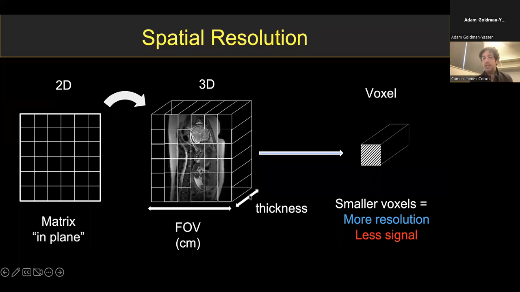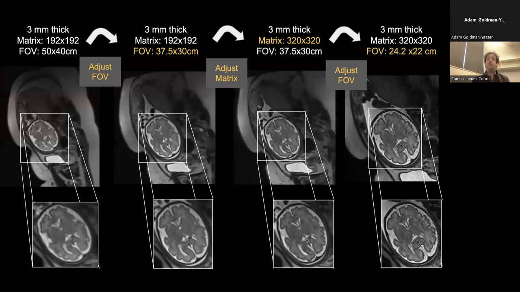And in reality, as I said, you're always imaging in 3D. So you're always imaging a voxel. So just remember that your in-plane resolution comes from the matrix and the field of view, and your through-plane resolution comes from your slice thickness. The smaller the voxel, the better your spatial resolution, but the lower your signal. So you have to strike a true balance. And that's one of the things that are really helpful with imaging in 3D.